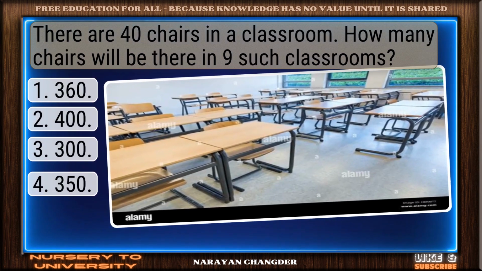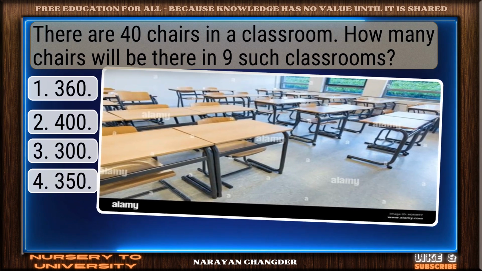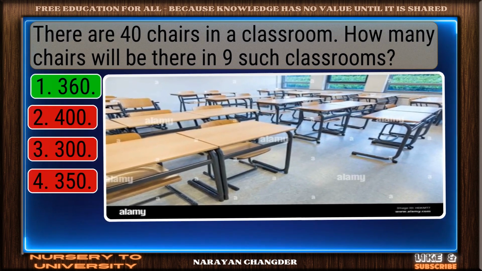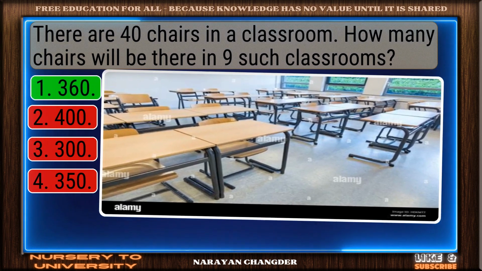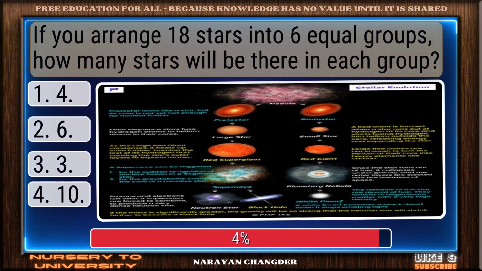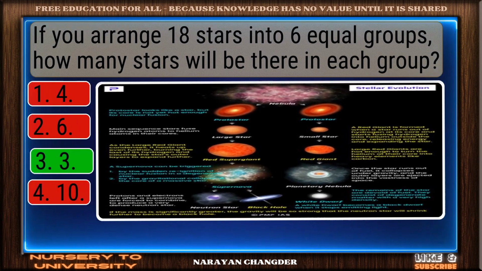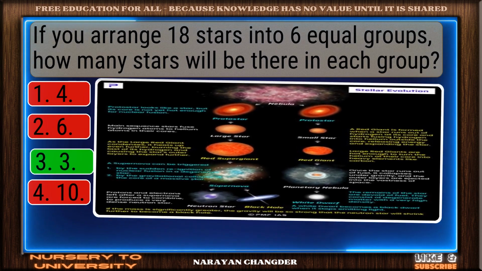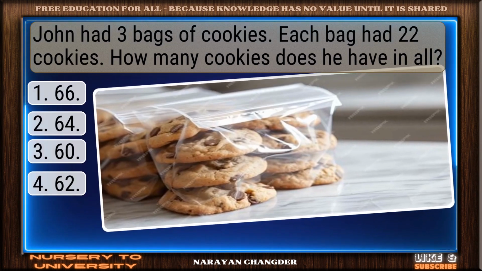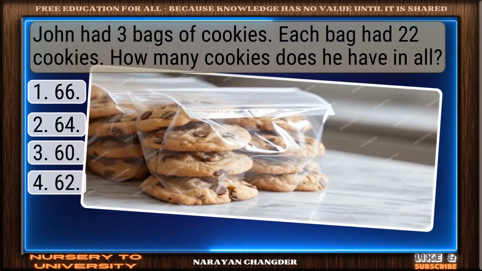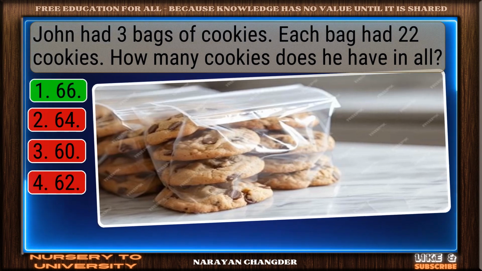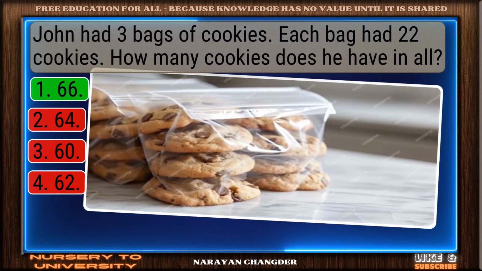There are 40 chairs in a classroom. How many chairs will be there in 9 such classrooms? Perfect. 360 is the correct choice. If you arrange 18 stars into 6 equal groups, how many stars will be there in each group? Clear logic. Your choice 3 is sound and 100% true. John had 3 bags of cookies. Each bag had 22 cookies. How many cookies does he have in all? Well done. 66 is the right choice.